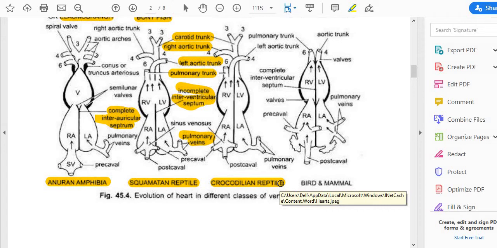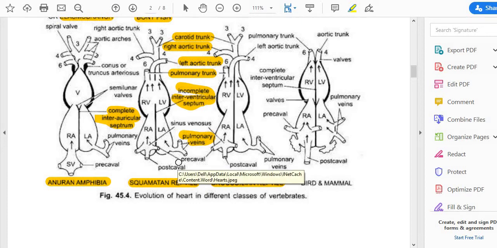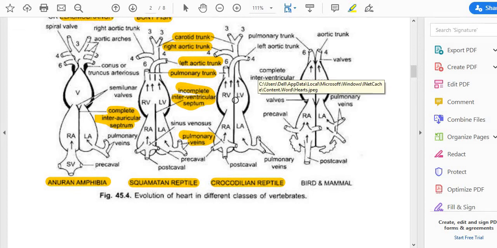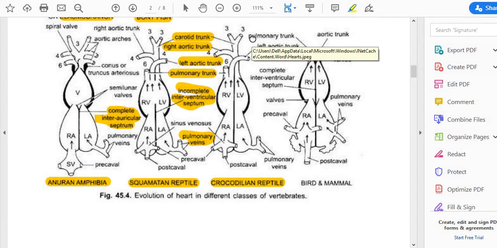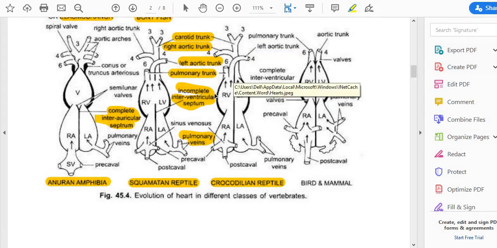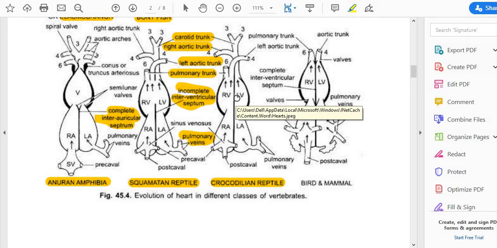Unlike other reptiles, it is not 3.5 chambered, it is 4-chambered, completely divided into 2 auricles and 2 ventricles. So here the plan of the heart is the same as that of the squamata heart or lizard heart. The only difference seen is the presence of a complete interventricular septum. So only this is the change. The circulation remains the same, and here there is no mixing of blood because of the complete interventricular septum.